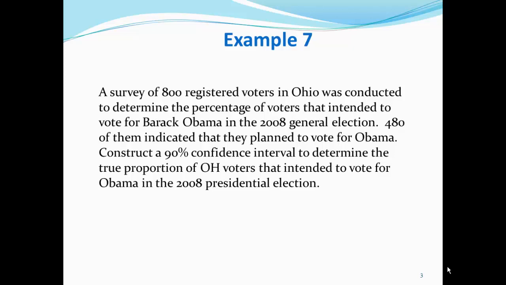A survey of 800 registered voters in Ohio was conducted to determine the percentage of voters that intended to vote for Barack Obama in the 2008 general election. 480 of them indicated that they planned to vote for Obama. Construct a 90% confidence interval to determine the true population proportion of Ohio voters that intended to vote for Obama in the 2008 presidential election.